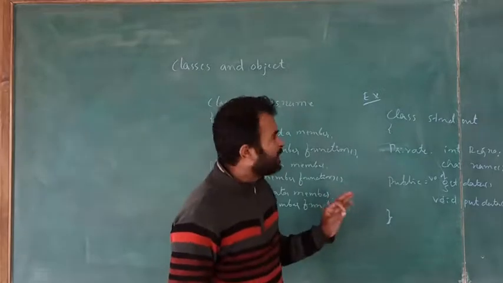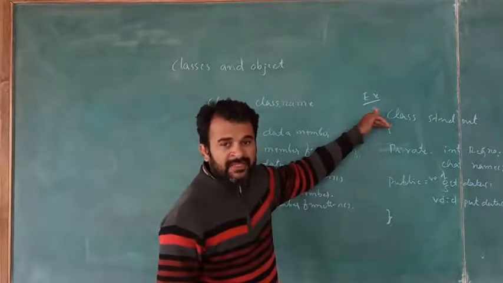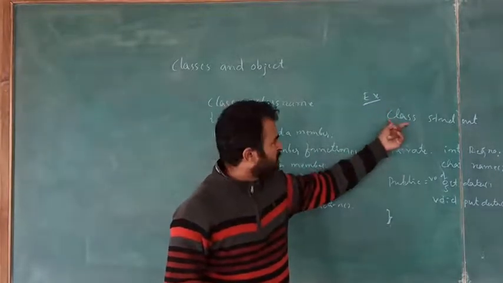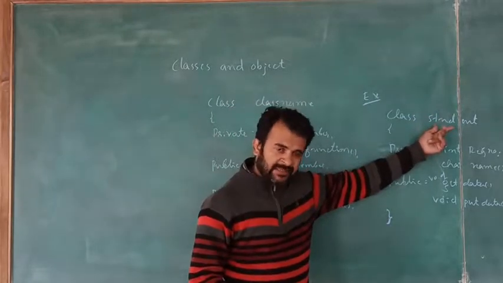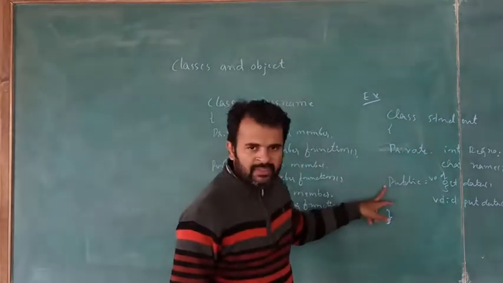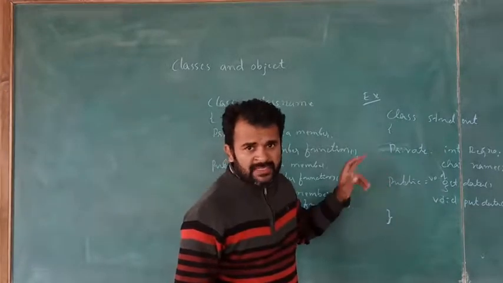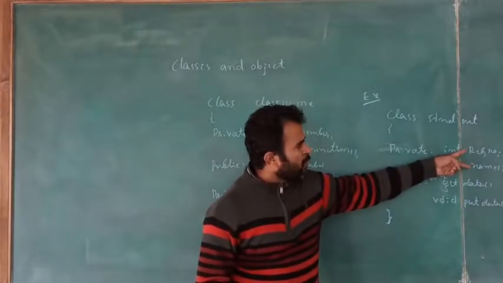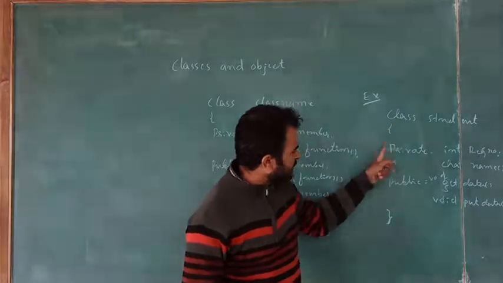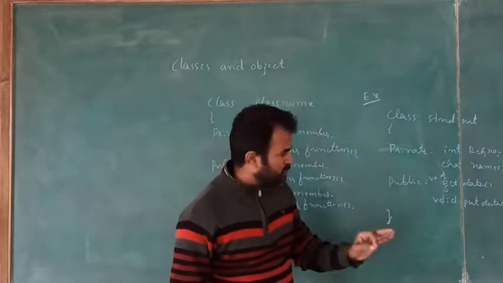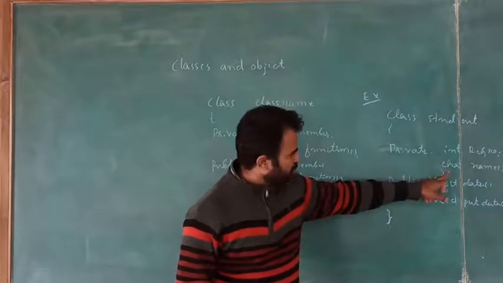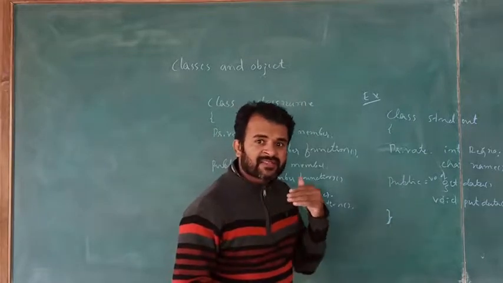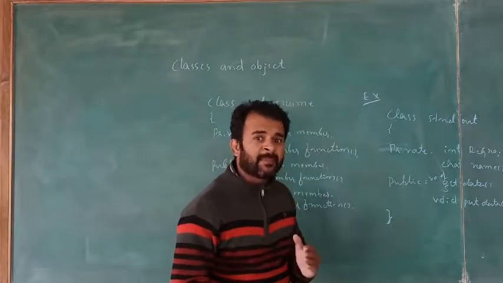This is a simple example for class definition, defining a class. Class is the user defined data type, and student is the user defined name. Here we mention only two access specifiers, private and public. Register number and char name are variables. Whatever variables are declared inside the class are called data members. Both of these are data members. Next, get data and put data are functions. Whatever functions are declared inside the class are called member functions.